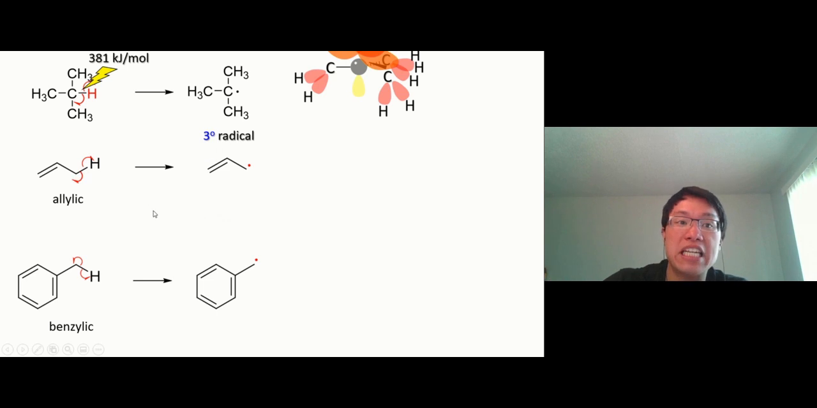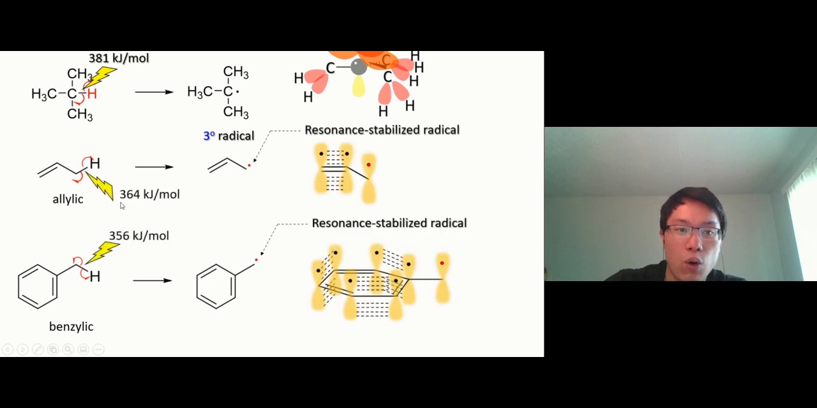This CH bond right here is easier to break, even easier. Only 364 kilojoules per mole or 356 kilojoules per mole, because the radical right here can be shared with all the 3 carbons here. This radical can be shared with all 7 carbons total in here.